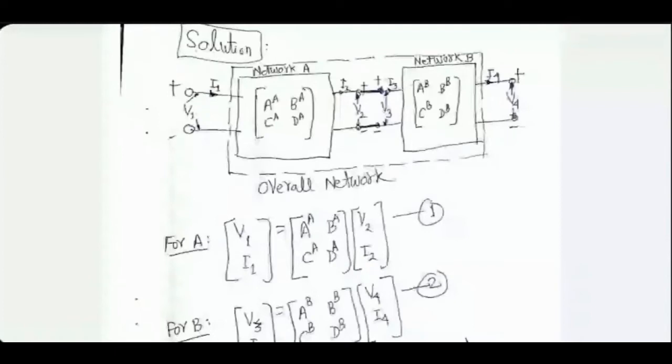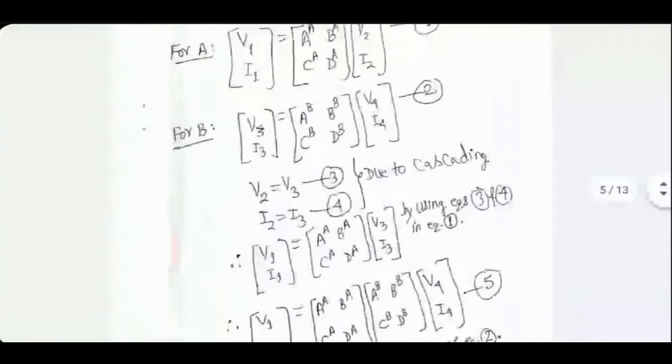So what we do is we write the matrix notation. We write the formula in matrix notation for both the networks. V1, I1 in terms of V2, I2 is written as equation 1. V3, I3 is the input for the second network, so that is written in terms of the output of the second network, V4, I4 by equation 2. On top of it, because of cascading, I'm imposing V2 equal to V3 and I2 equal to I3.